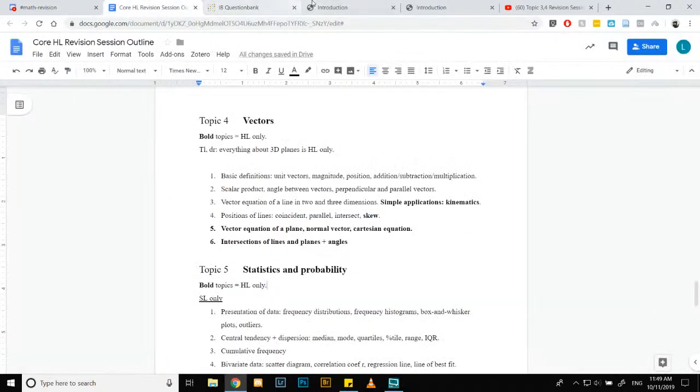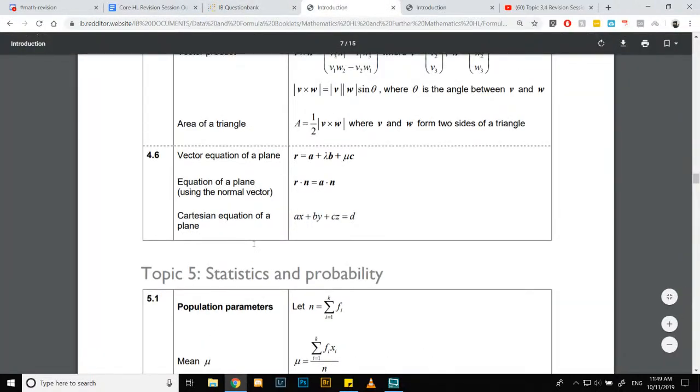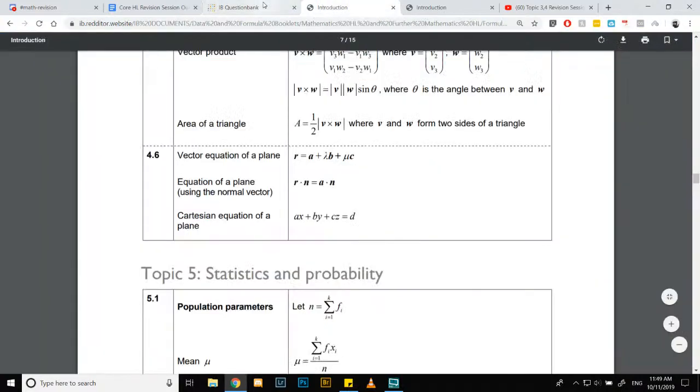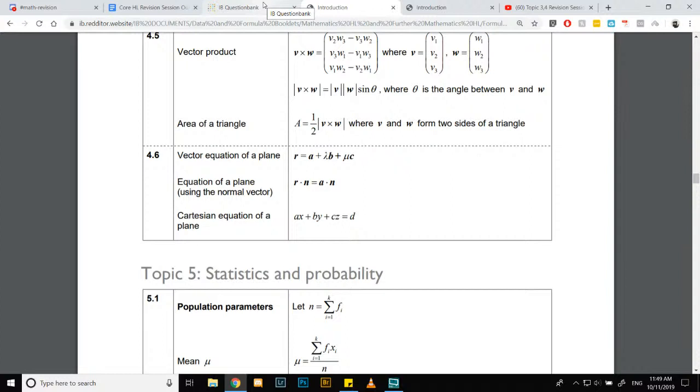I didn't discuss one last equation of a plane. I think I forgot. I don't know why I forgot this. Using r and a, r dot n equals a dot n.